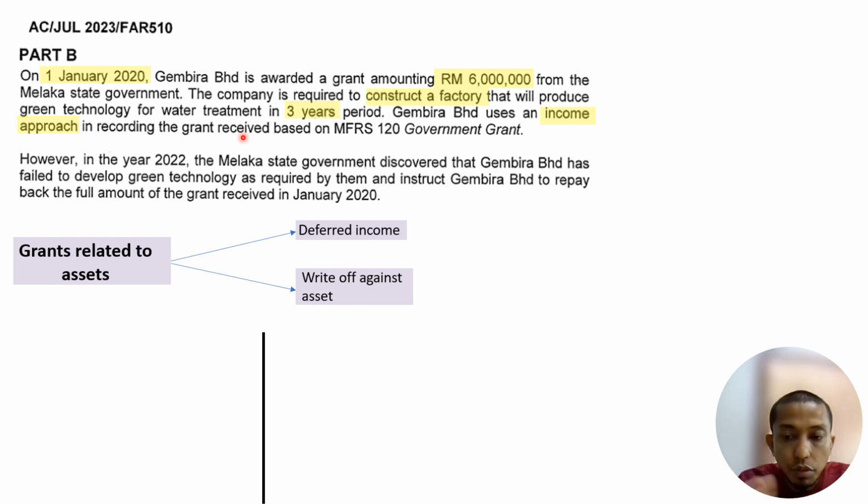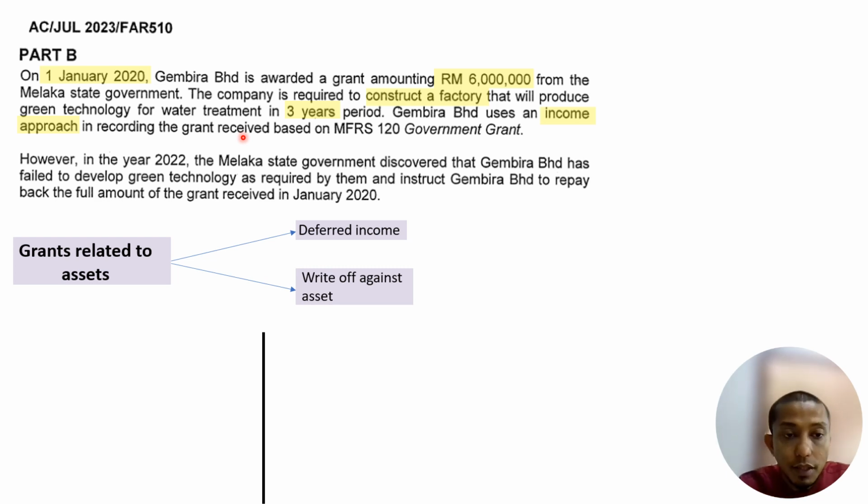Just to be clear, there is an income approach and a capital approach. We do not cover the capital approach, only the income approach. In the income approach, there is grant related to asset and grant related to income. For grant related to asset, there are the deferred income method and the writing off against asset method.